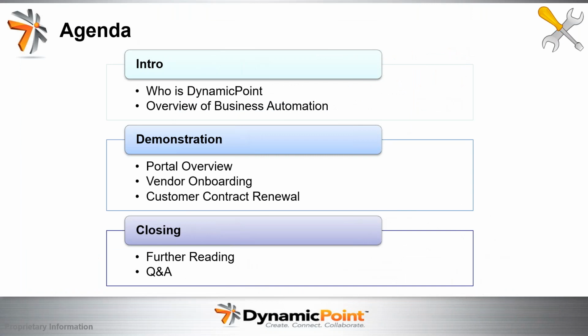Our agenda for today: we're going to go through a little bit of introduction on who we are and what it is that we do. And then we're going to go through several demonstrations. The demonstrations are all showcasing our portal application from both a vendor and a customer perspective, and using this portal framework to introduce business automation using Office 365 tools. And then we'll do a closing, and then we'll wrap it up, and that'll be it. So a fairly brief agenda, pretty fast pace. We're going to go through it fairly quickly today.